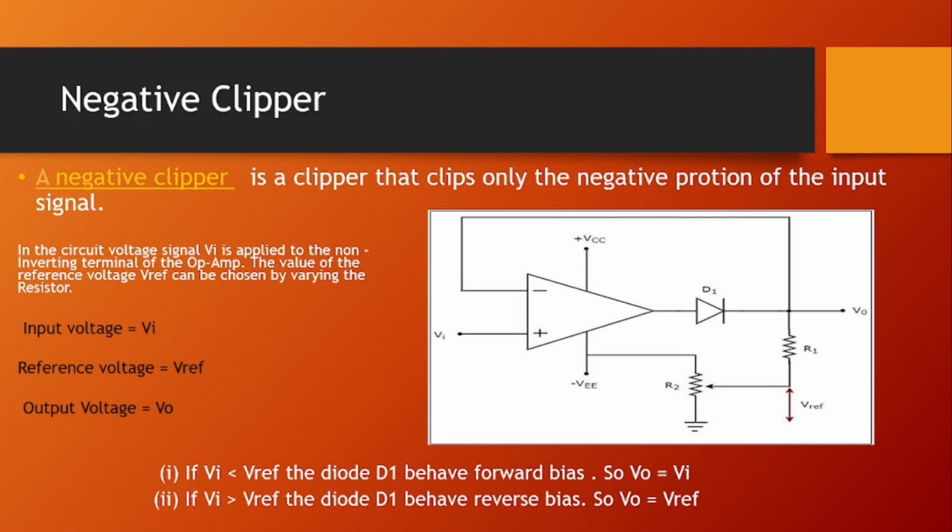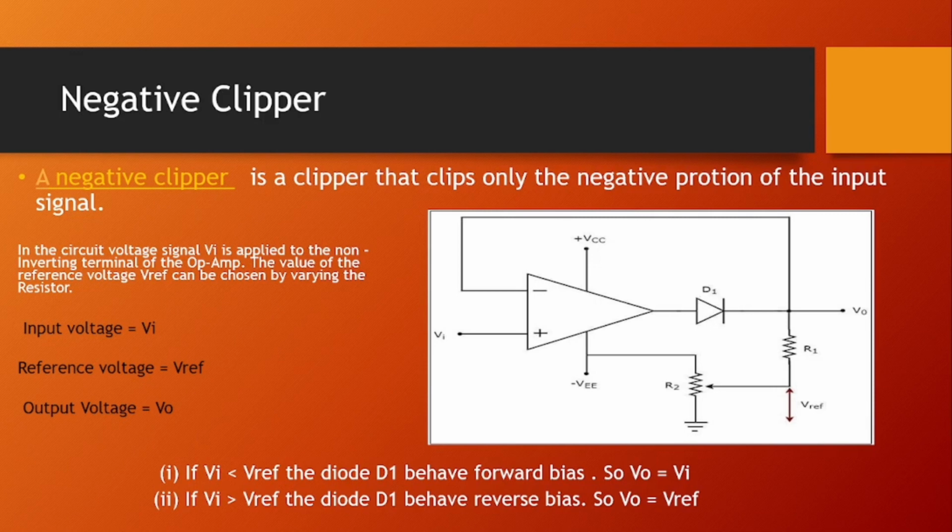Lastly is the negative clipper. It is a clipper that clips only the negative portion of the input signal. In this circuit, voltage signal Vi is applied to the non-inverting terminal of the op-amp. The value of the reference voltage Vref can be chosen by varying the resistor. So it also has two cases.